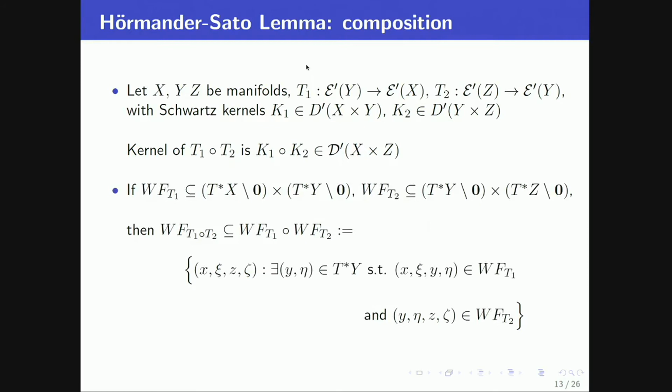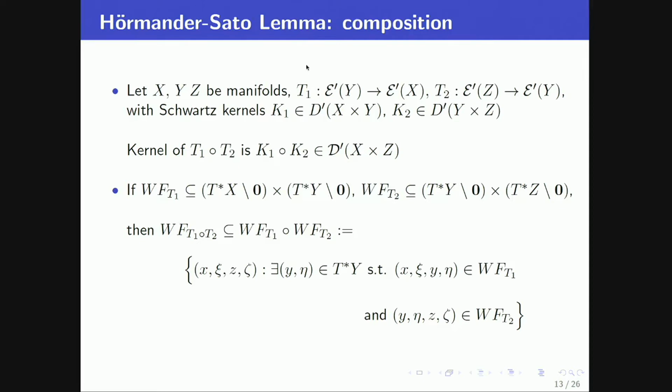And if we assume that both of these operators avoid the zero section on both sides, so we make these assumptions here, then the wavefront relation of T1 composed with T2 is contained in the composition of the wavefront relations, in the standard notion of composing relations between sets. So the composition of the wavefront relations consists of four-tuples (x, ξ) in T*X, (z, ζ) in T*Z, so that you can get from one to the other through an intermediary (y, η) in T*Y, so that this is in the wavefront relation of T2 and this is in the wavefront relation of T1. Right?